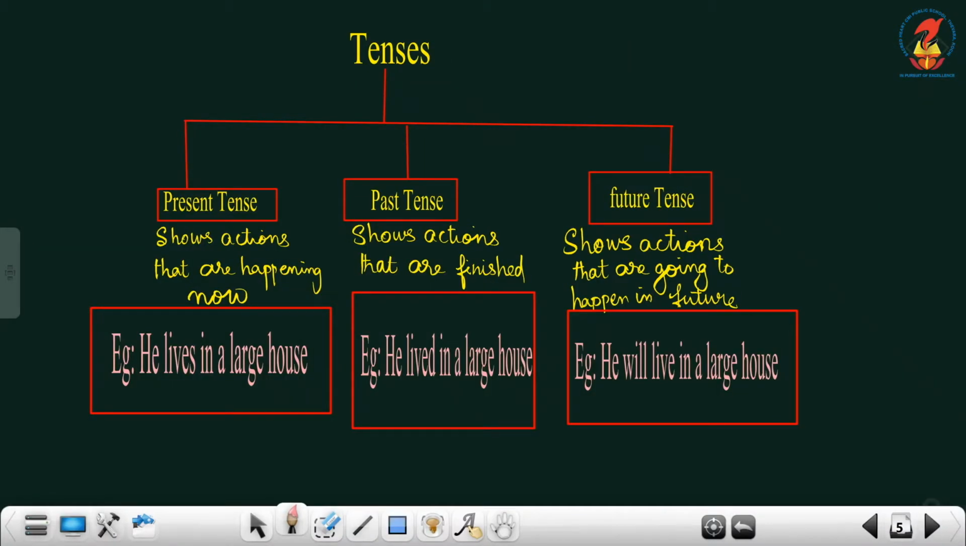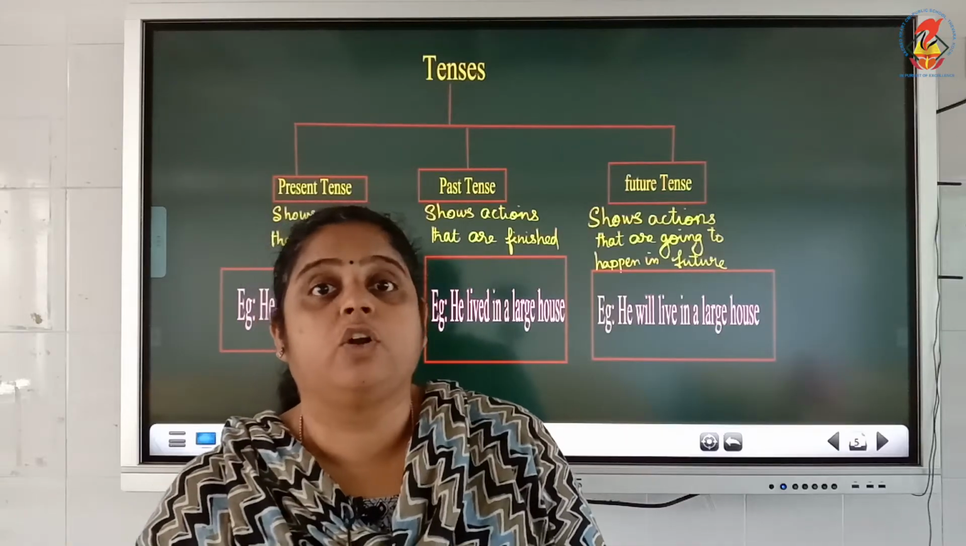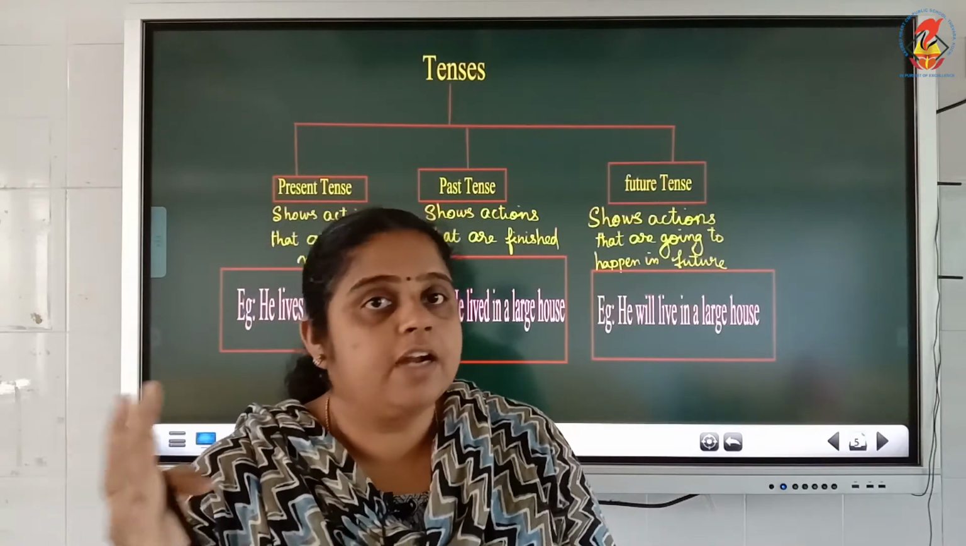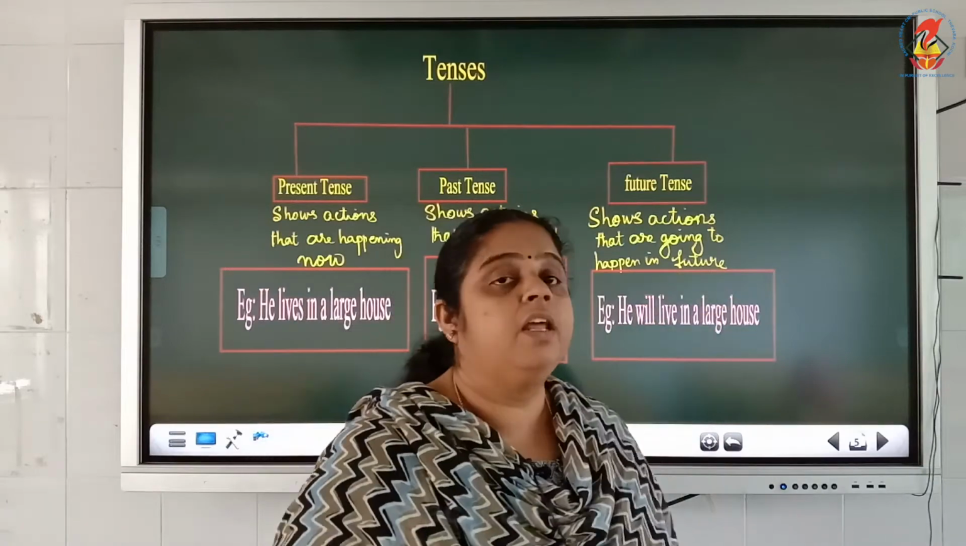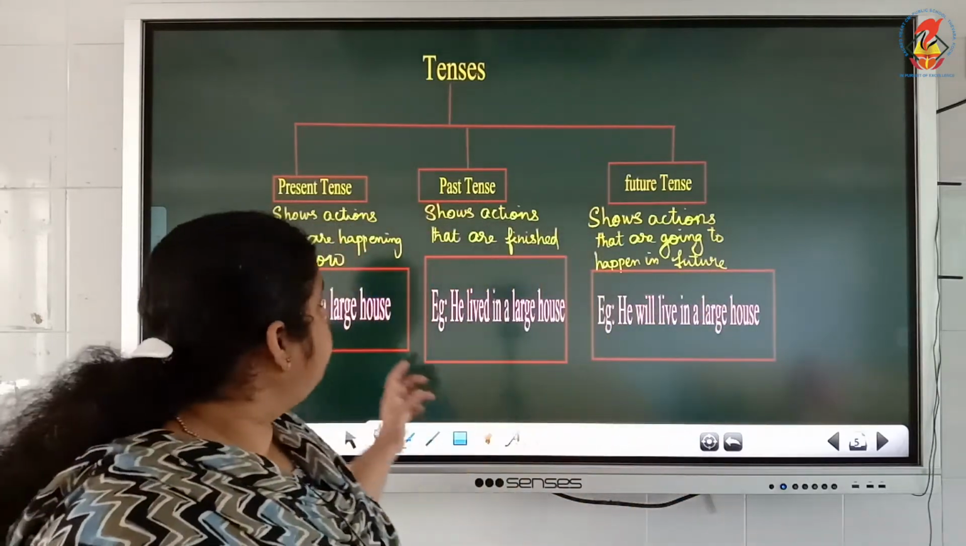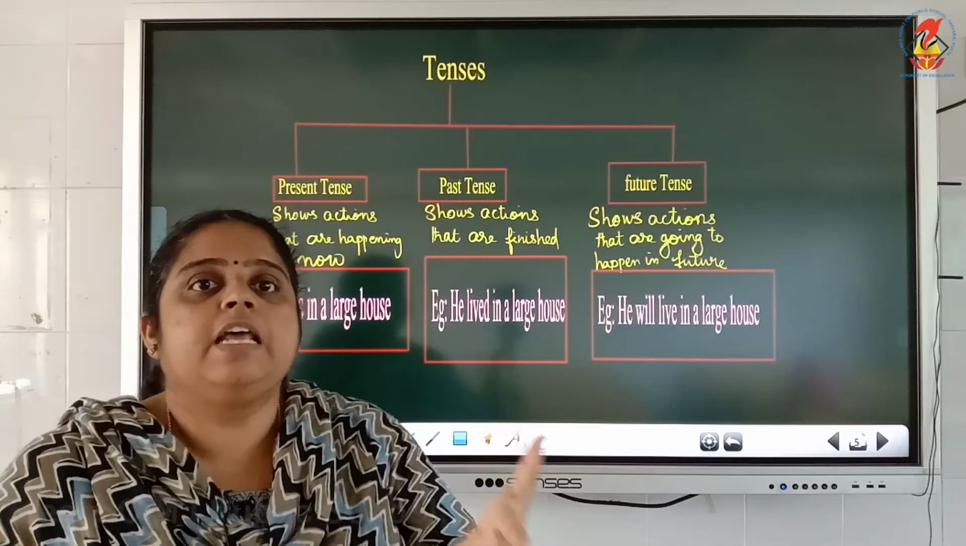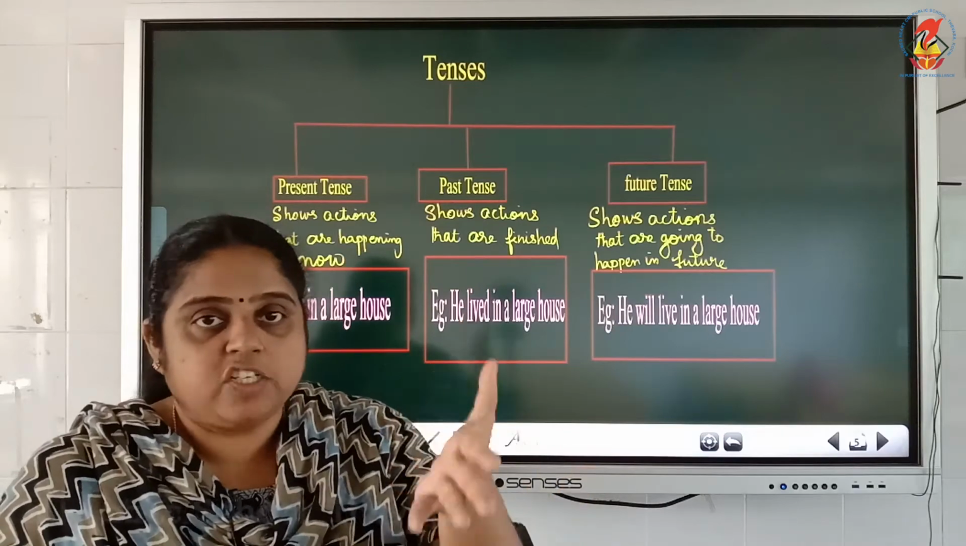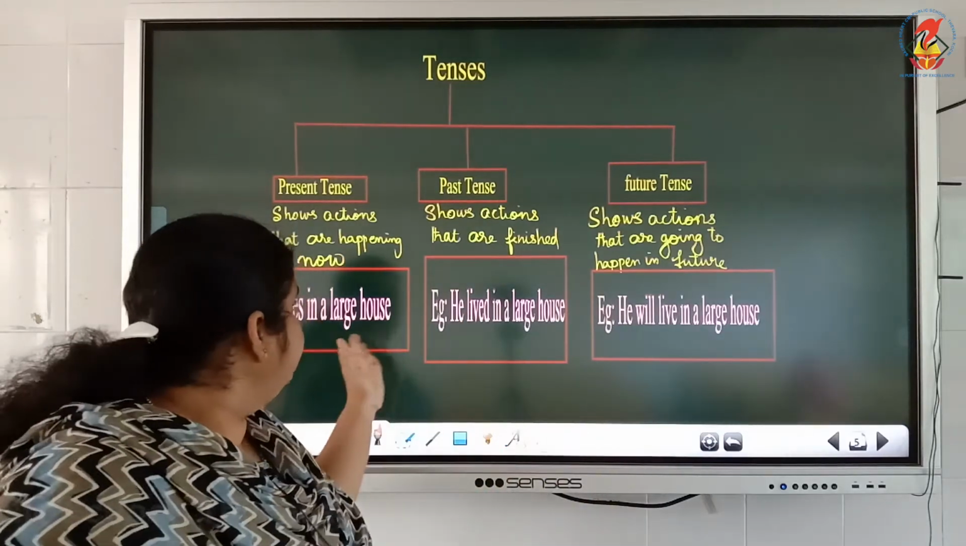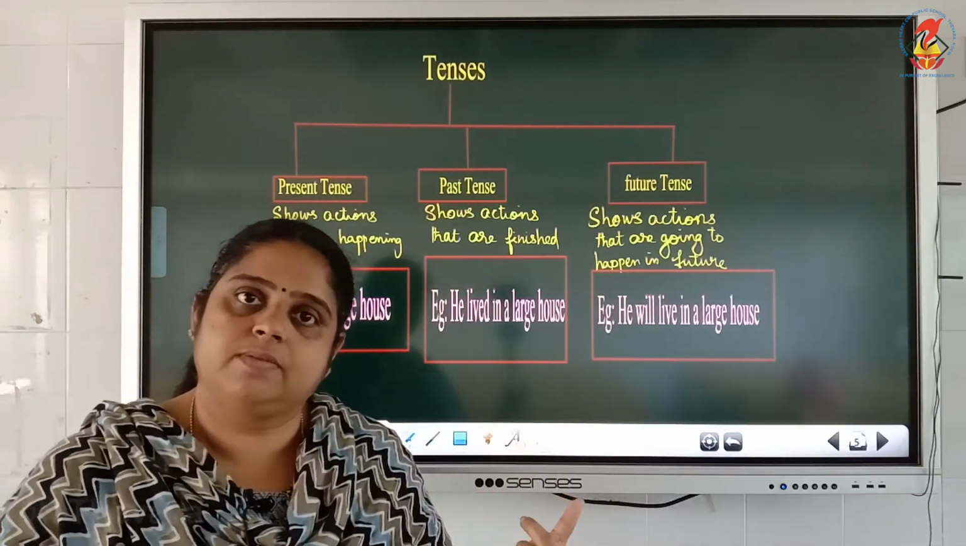Then, future tense means the action didn't start. It's going to start only. The action is going to start only. In future, it's going to happen in future. Look at the examples given. First one, he lives in a large house. That means now he is living, or that action is happening now. He lives in a large house.